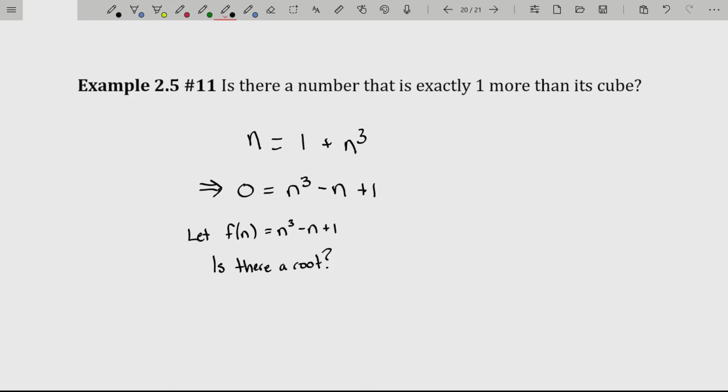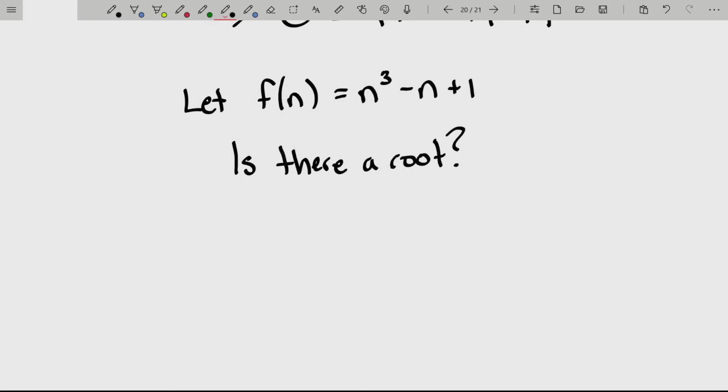Use some method from this class to state that there is a solution to this. And so that is their clue that they're going to use the intermediate value theorem. So they go to here and they say, is there a root? Is there a way that this will ever become 0?